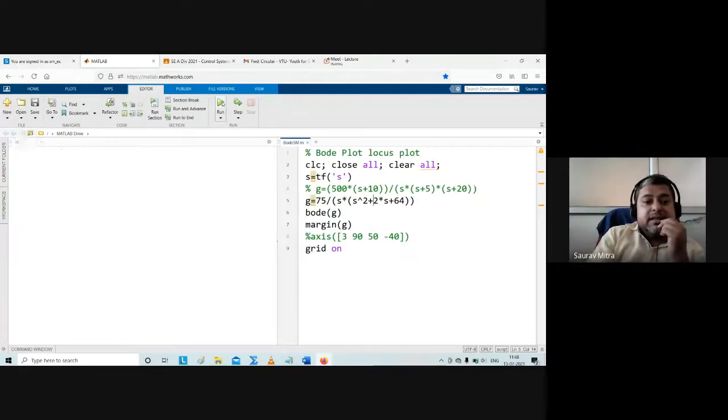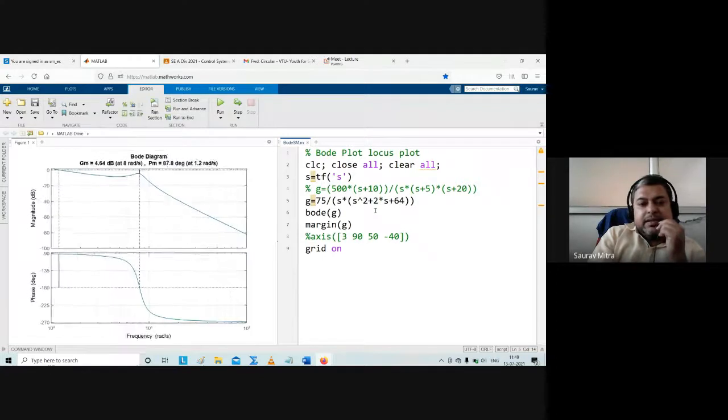So omega n is still 64, and I am reducing the damping zeta. Just see, it has increased. Now make it 0.5. It is still at 8 because the 64 defines omega n. And you are finding that the system is going in the negative direction, below minus 180, because there are 3 poles. So 3 poles means minus 270.